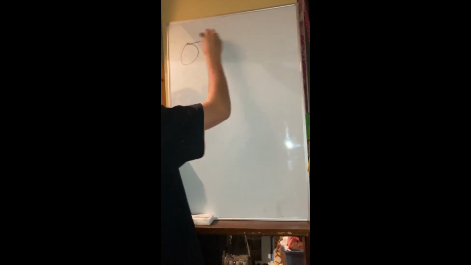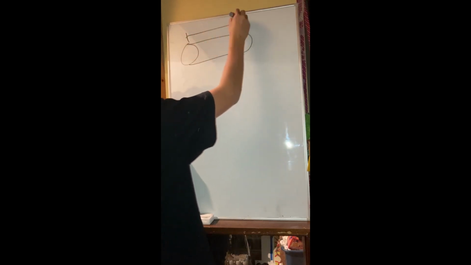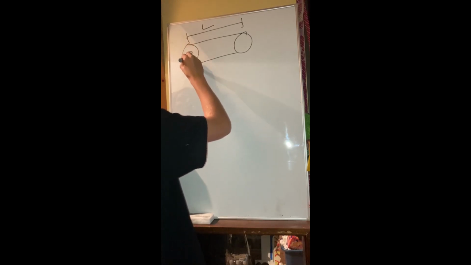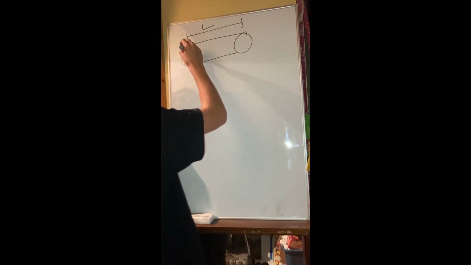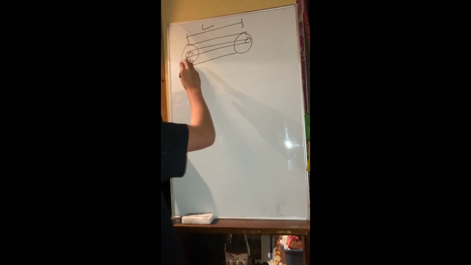Hello, I'm going to be deriving the equation for the moment of inertia of a shelled cylinder. So let's start by drawing a shelled cylinder. It is going to be of length L, have an inner radius of R1, and an outer radius of R2. So there is going to be a hole through it with a radius R1, and the rest is going to have a radius of R2.